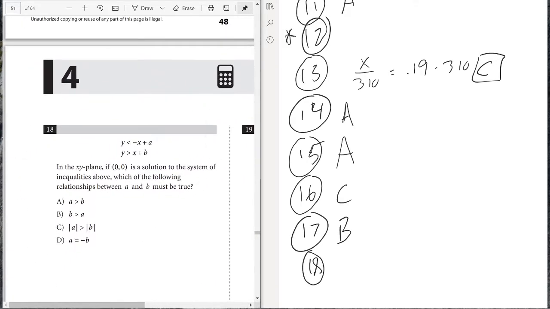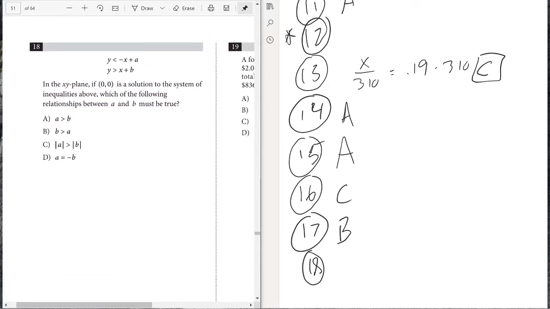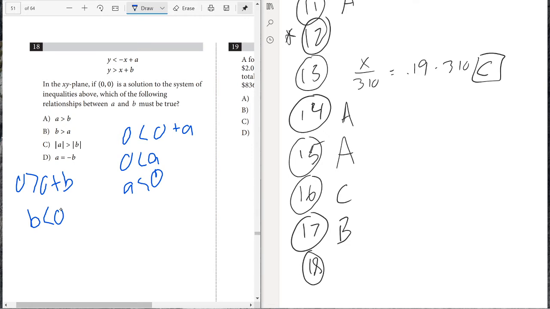In the xy-plane, if (0, 0) is a solution, which must be true? Okay, so (0, 0) is a solution. So a has to be greater than 0. That has to be true. And then 0, 0 plus b. So b has to be less than 0. Oh, wait, did I write that sign right? I'm not even sure which way that was going. Okay, so a is greater than 0, b is less than 0, which means a would have to be greater than b, so it's A. The other one is the reverse. The other one is the absolute value. And the other one is a is equal to negative b. Okay, so cool.